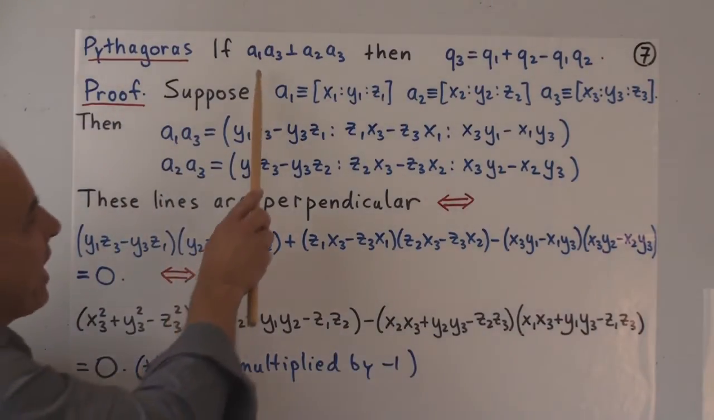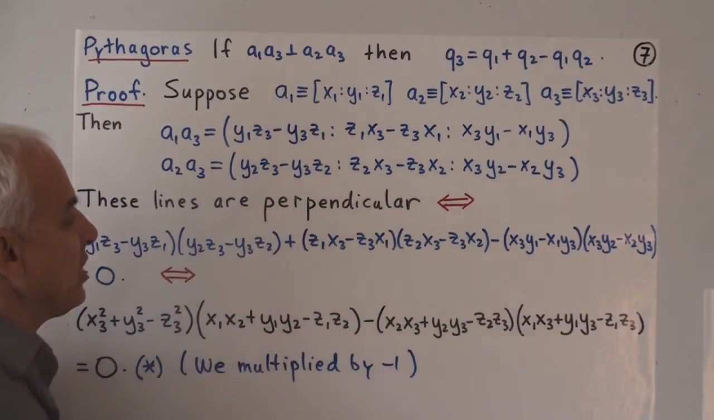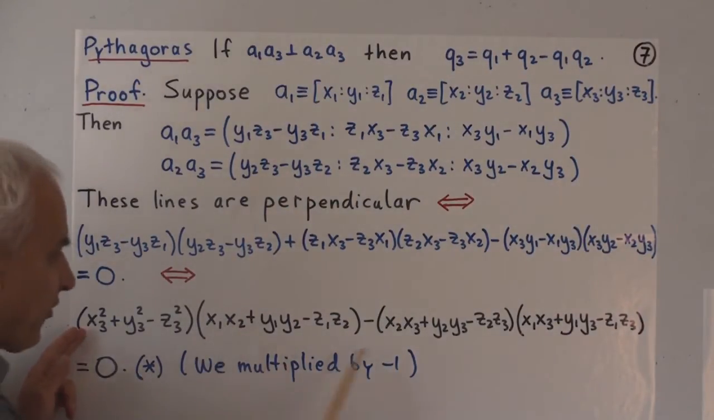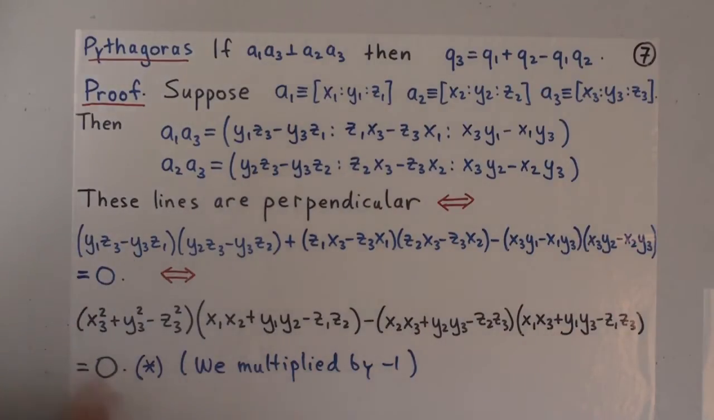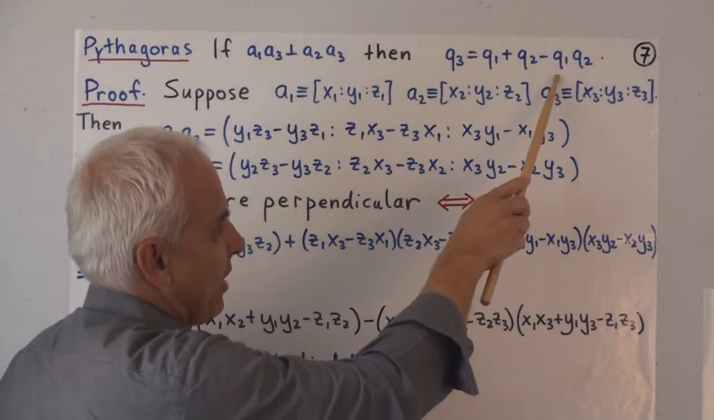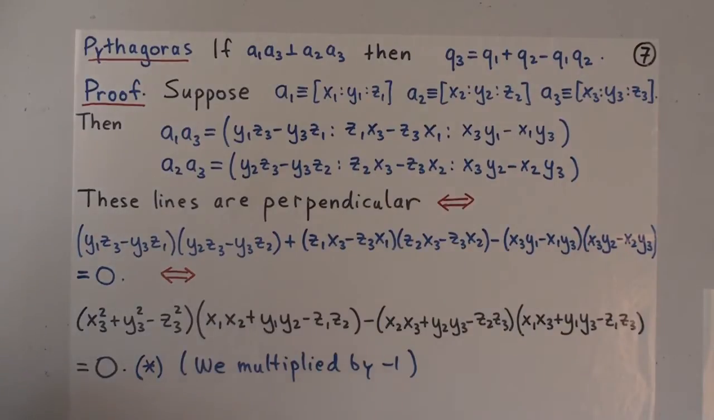So the assumption that A1 A3 is perpendicular to A2 A3 amounts to the assumption that this times this minus this times this equals 0. And we're going to call that equation star. So we want to prove that if star is true, then Q3 equals Q1 plus Q2 minus Q1 times Q2. So we're going to have a look at these Q's and see how Q relates to this star.